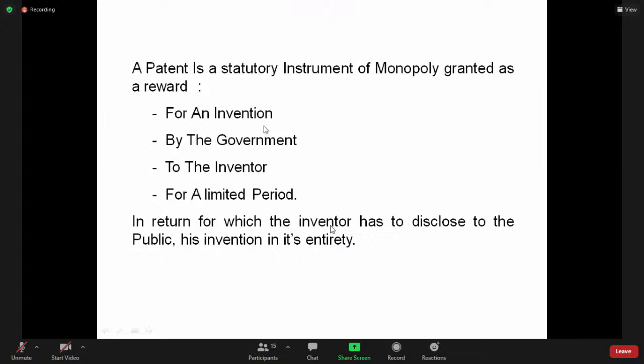So you are the inventor of your invention, and the government is a third party, right? For the limited period, you may get the monopoly. Monopoly means if you would like to give this strategy to others, they will pay you, right? In return, the inventor has to disclose the invention to the public in its entirety. Whatever you have done, you have to open it.